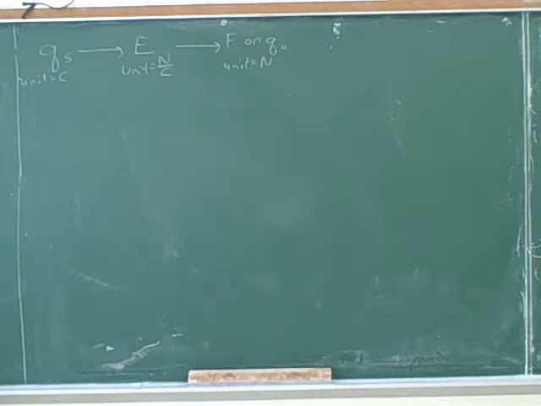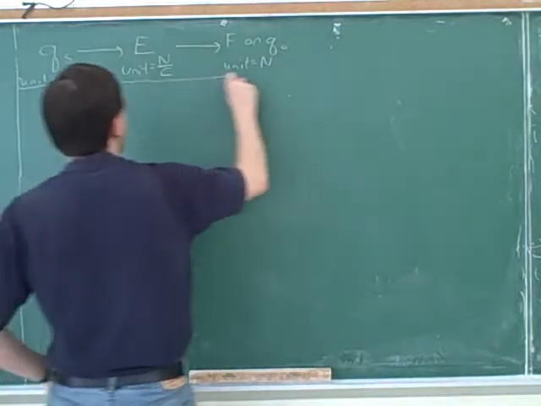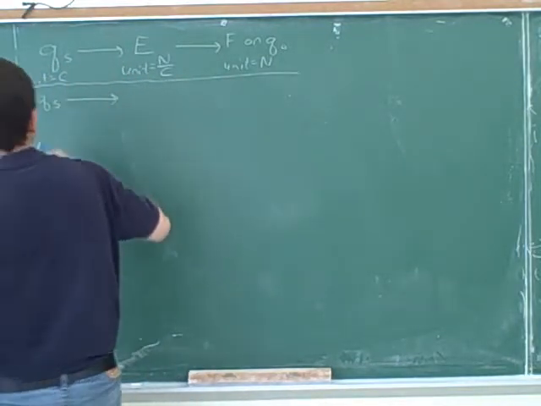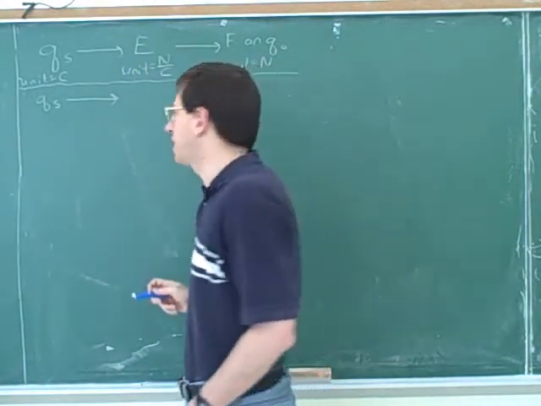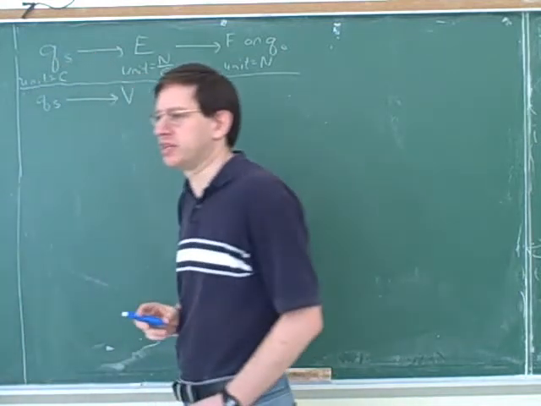Now what we're going to do today is we're going to do a similar flow chart, because source charges, besides creating an electric field at a point in space, can also create an electric potential at a point in space.